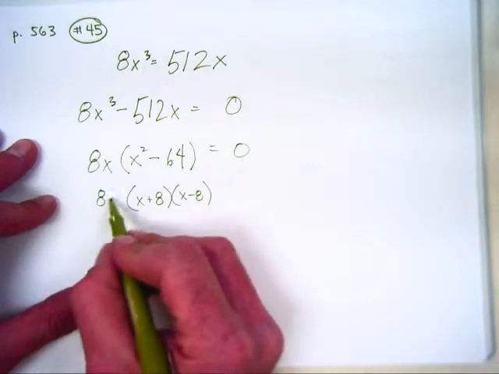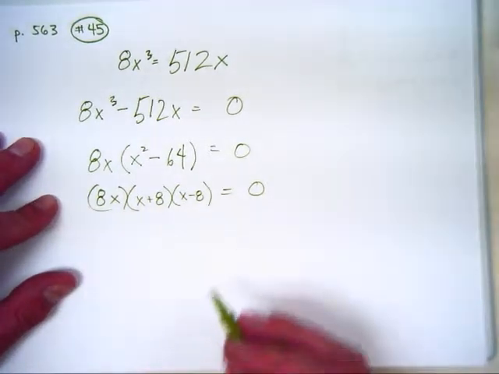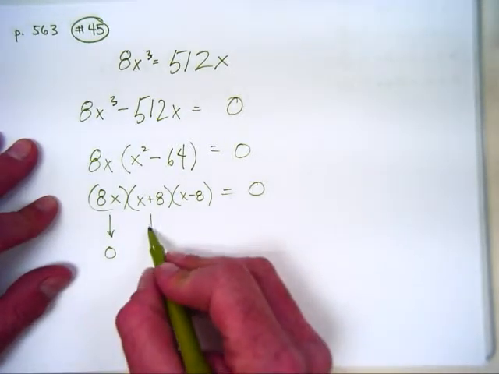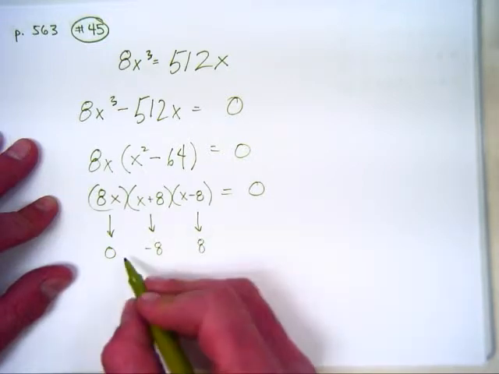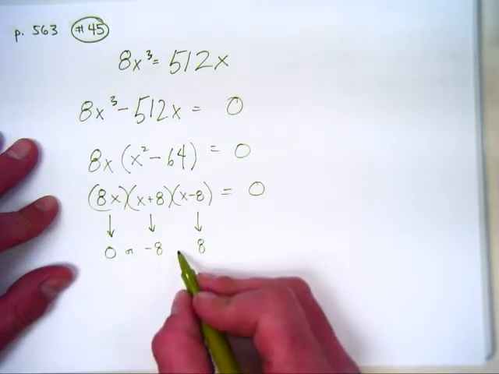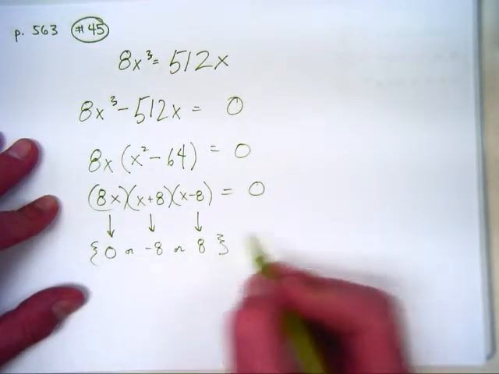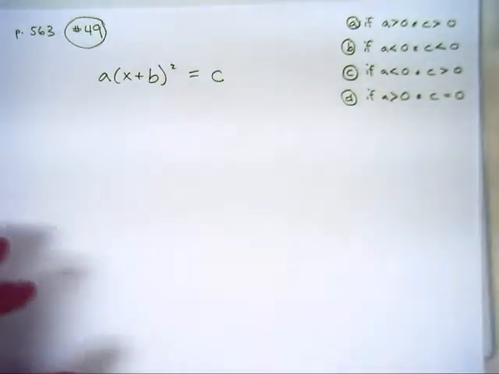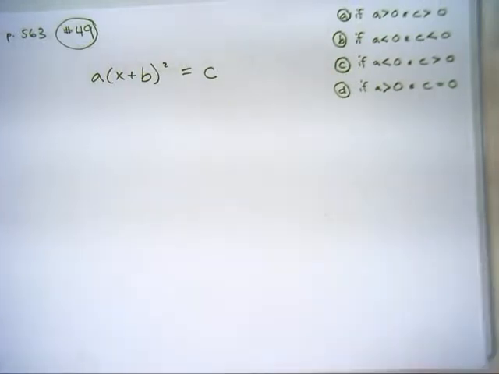This is an 8x. What are the possible things we can use to make this equal 0? Well, 8x has got to equal 0. That would be negative 8, and this would be positive 8. So our three answers are 0, or negative 8, or positive 8. That's 563, number 45. Let's look at number 49. This was kind of an interesting one. I like it, and I want to go over it.